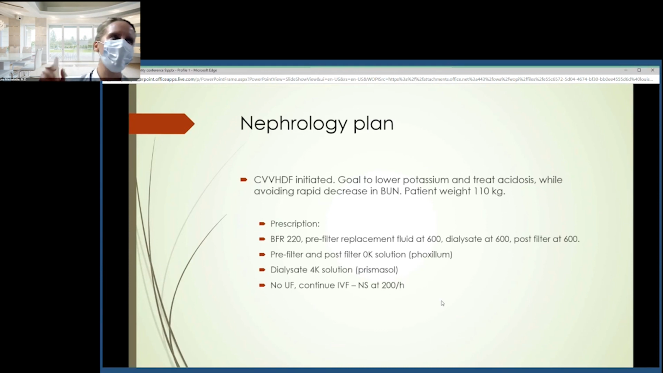So we used CVVHDF because that's what we usually do. We start with it, and then we adjust whatever we need. And the goal was to lower potassium and treat acidosis while avoiding rapid decrease in BUN, because his BUN was what, 160? Why did we want to avoid rapid decrease in BUN? Yeah. Disequilibrium, yeah. And actually it's in my notes, but I'm trying to avoid it.